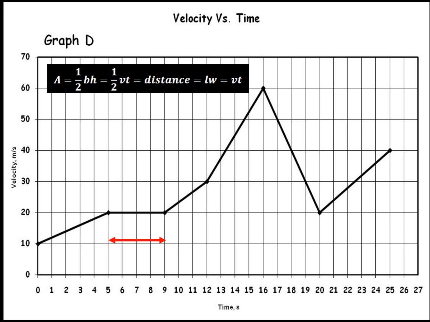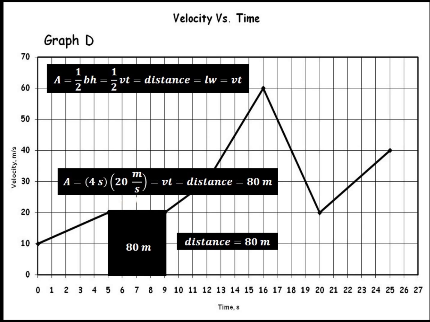And this one, you can see that the area under the curve is simply a rectangle. We see that 5 to 6 is 1, 7, 8, 9 is 4 seconds. 4 times 20 would be 80. So you can just by inspection see that that's 80. Length times width.